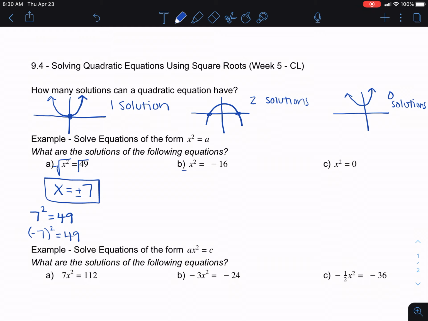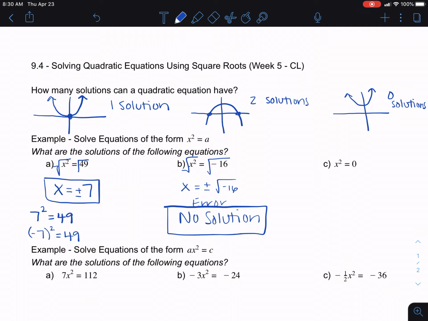Okay, looking at b, x squared equals negative 16. We're going to square root both sides. The square root of x squared is x, and the square root of negative 16, we can't take the square root of a negative number. If we were to try this in the calculator, we're going to get an error, so that means we have no solution here. That would give you a graph that looks something like that.